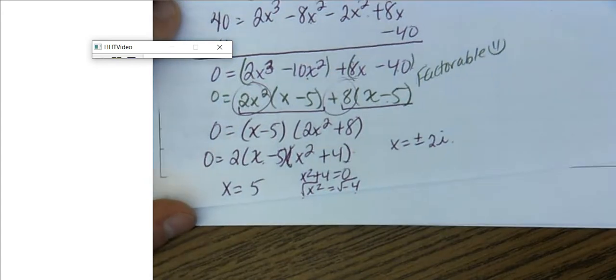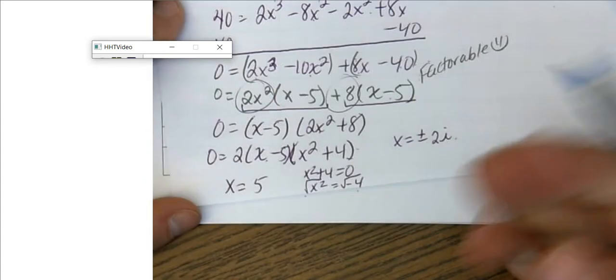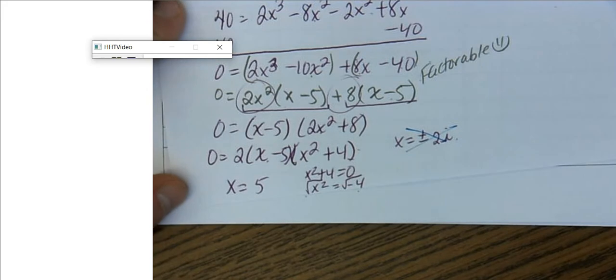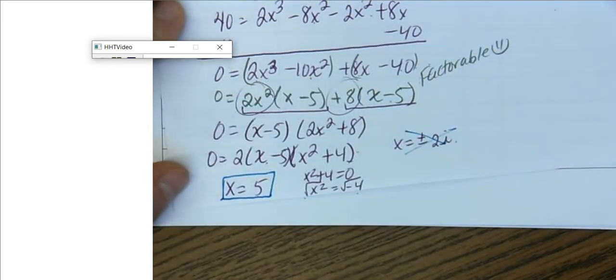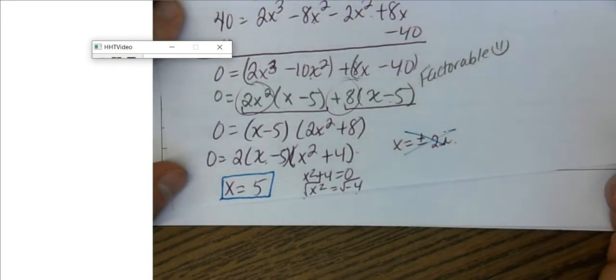And if it's imaginary, that means that it's not a number that we can actually use in context. So therefore, our answer is only x equals 5. Now, if you wanted to identify the dimensions, you totally could do that.